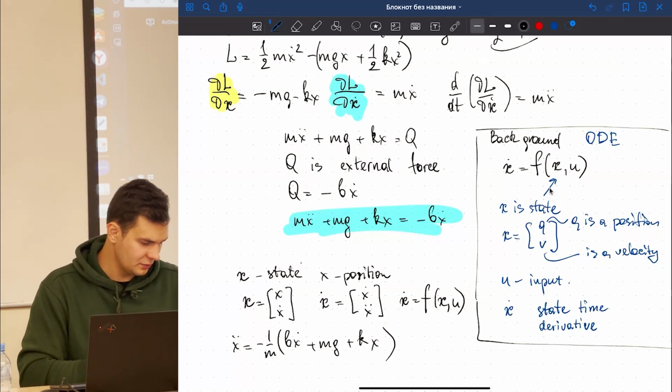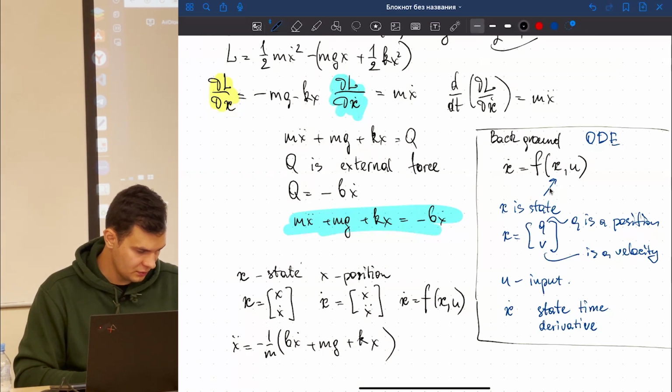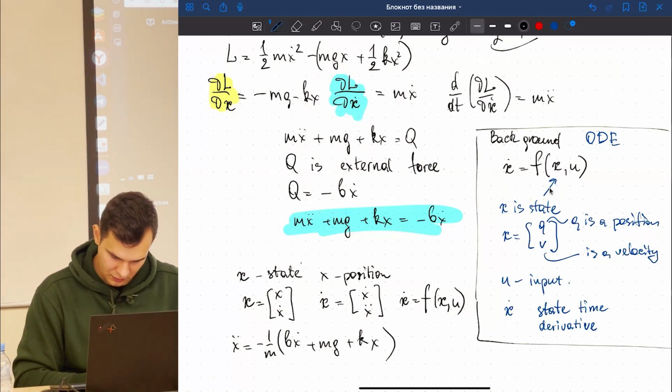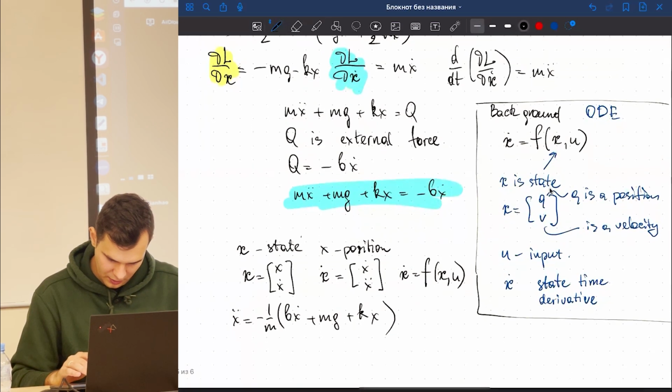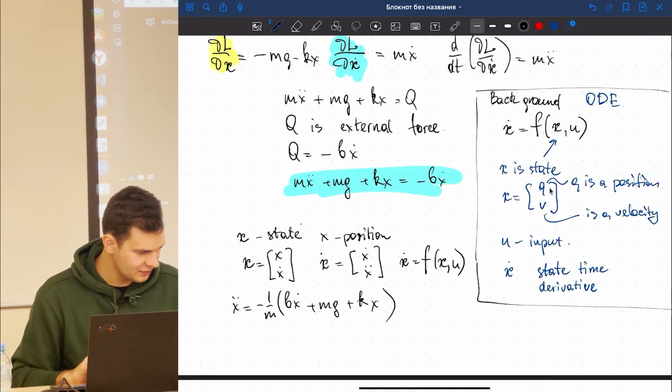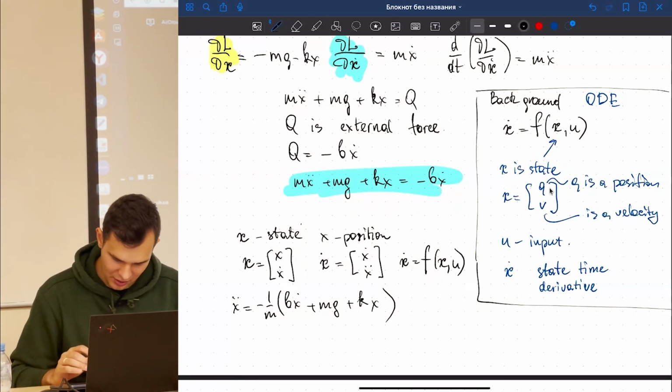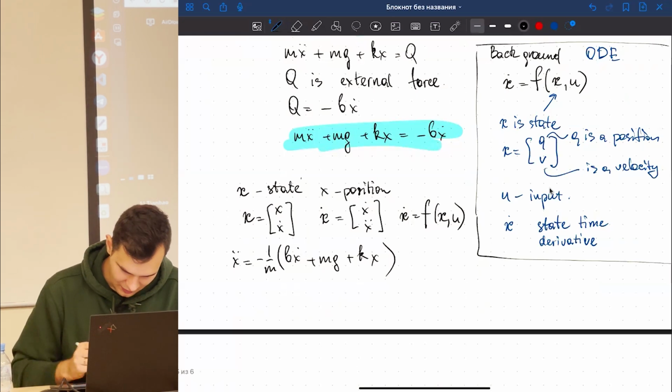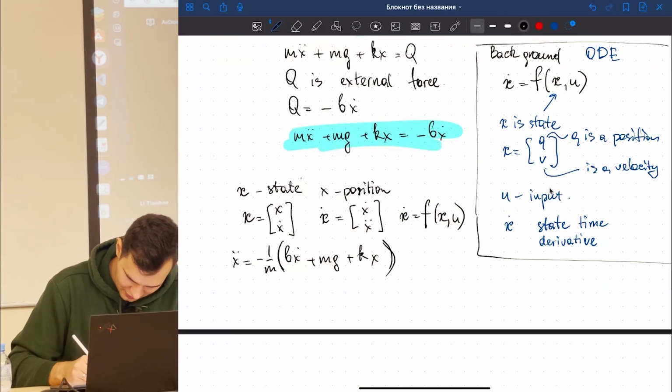Is something wrong? Yeah, in the last equation it was minus. No, it's okay. Like we factor out the m. But I haven't done it yet. I believe everything is correct. You see, I have brackets here. Okay, okay.